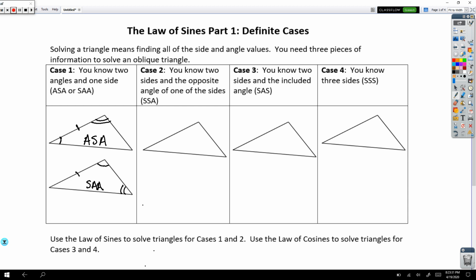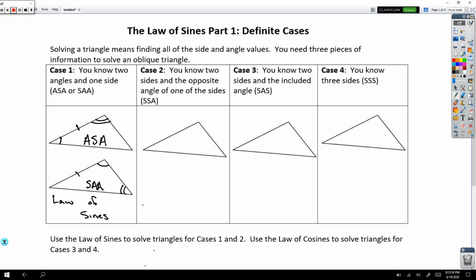Now, when we have case 1, we're going to utilize the law of sines in order to help us solve that triangle. We'll talk about what the law of sines is in a little bit. Case 2, we're going to deal with in the next video.